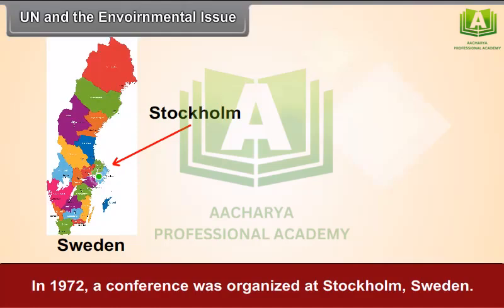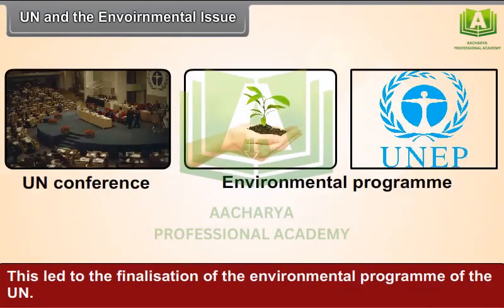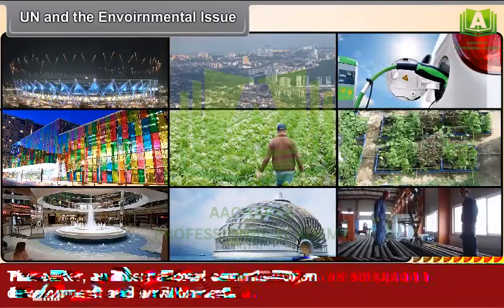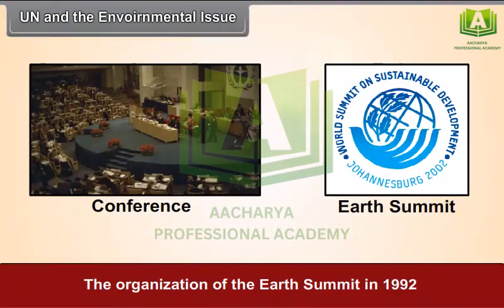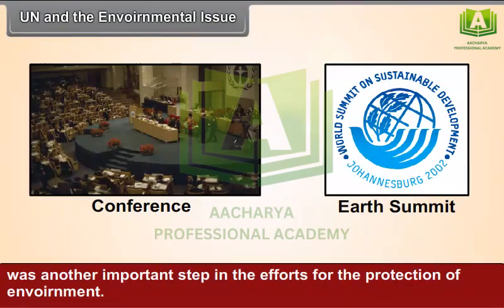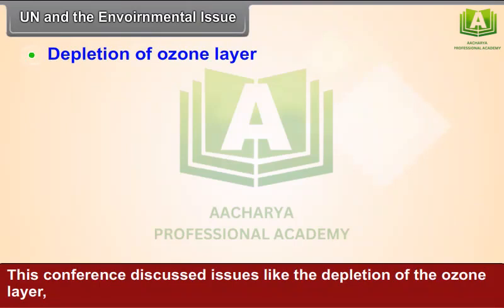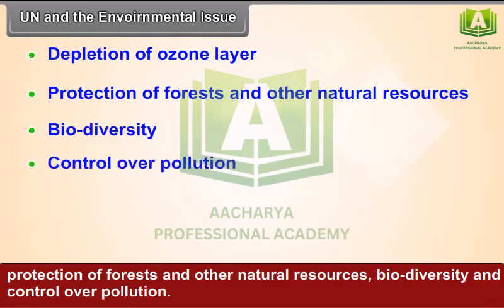In 1972, a conference was organized at Stockholm, Sweden. This led to the finalization of the environmental program of the UN. Thereafter, an international commission was set up on development and environment. It put forward the concept of sustainable development. The organization of the Earth Summit in 1992 was another important step in the efforts for the protection of environment. This conference discussed issues like the depletion of the ozone layer, protection of forests and other natural resources, biodiversity and control over pollution.